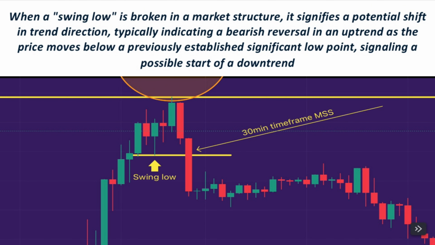When a swing low is broken in market structure, it signifies a potential shift in trend direction, typically indicating a bearish reversal in an uptrend as the price moves below a previously established significant low point. This is going to be a good signal for you as a trader to realize that the market is now potentially reversing, so you can now shift your thoughts from buys to now sells, and this happens on all time frames.